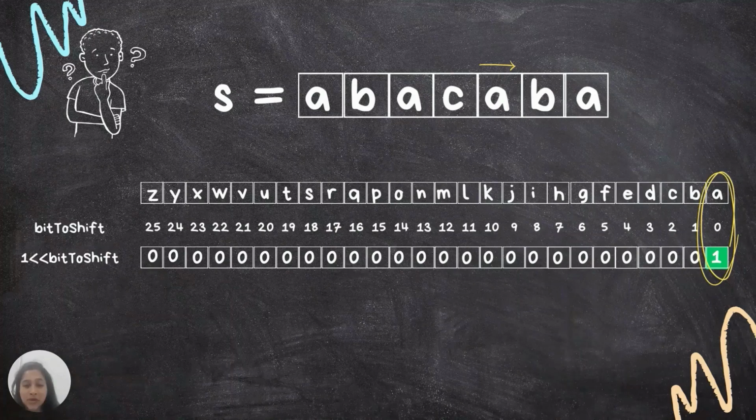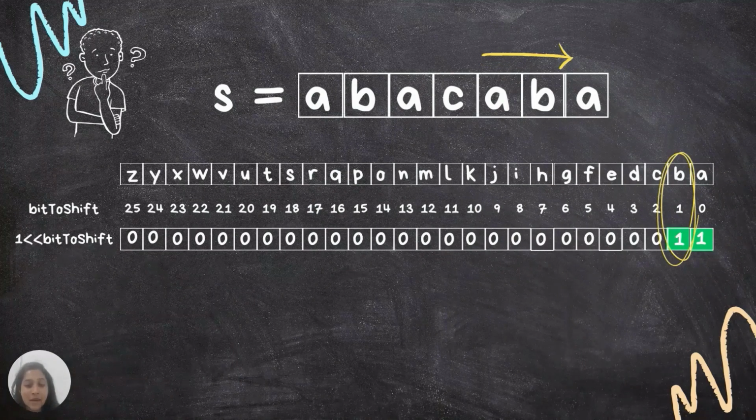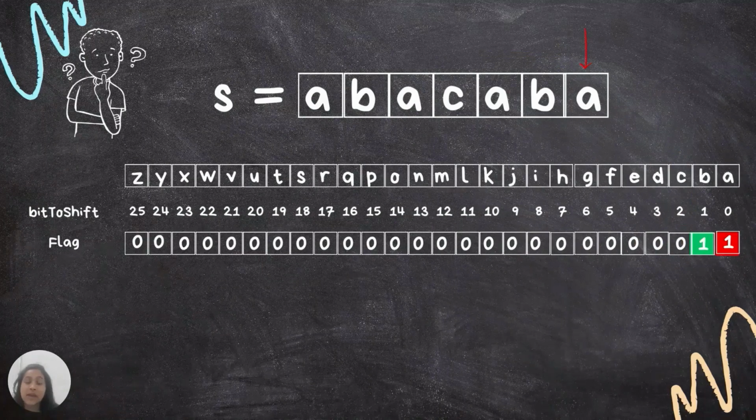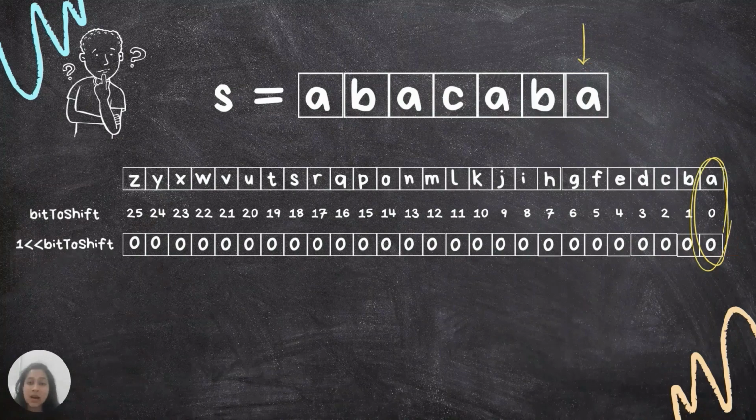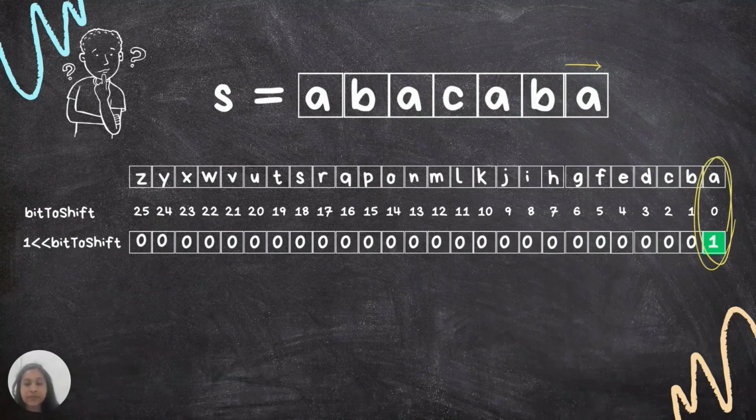In a new substring, set the bit. Next character is B. We have set the bit for B. Next character is A. It's again visited. So that means there will be another substring. So we will set the flag as 0. Start a new substring. I will set the bit for A again. Remember that every time you set the flag as 0, you're starting a new substring.